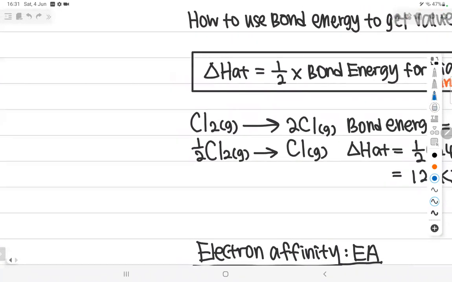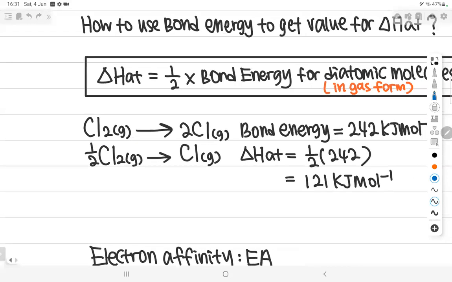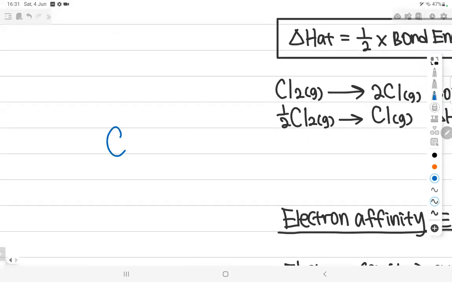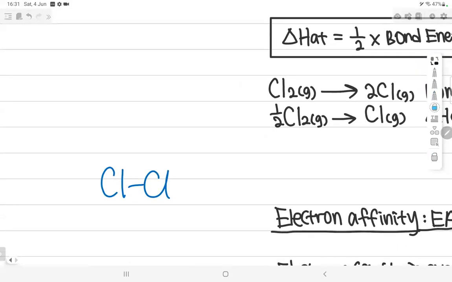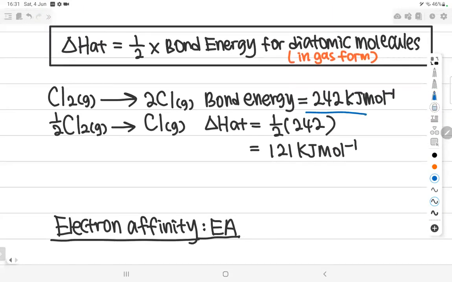Today, if you have a chlorine gas molecule, is chlorine a diatomic molecule? Yes, chlorine is made of two atoms, so it is diatomic. So what is bond energy? We learn in high school, in AS, that bond energy is the energy to break the covalent bond. So if you have chlorine, Cl2, it means you have Cl and Cl joined together. The bond energy is the energy needed to break the bond. So we need 242 kilojoules to break the bond.